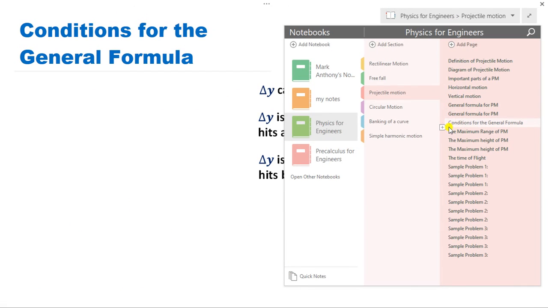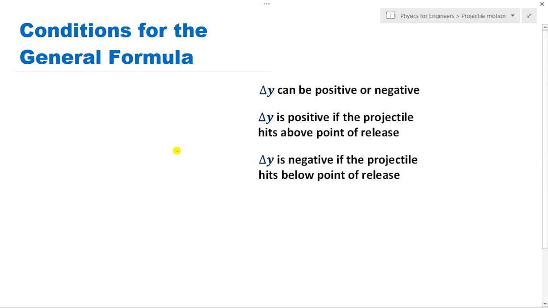So what are the conditions sa general formula? So meron tayong mga conditions, class. Kasi remember, isusulat natin ulit yung general formula, which is equal to delta y, it could be either positive or negative, which is equal to delta x tangent of theta minus g delta x squared all over 2 v naught squared, initial velocity, times the cosine square of theta. So, here, our first condition, sabi dito, delta y can be positive or negative.